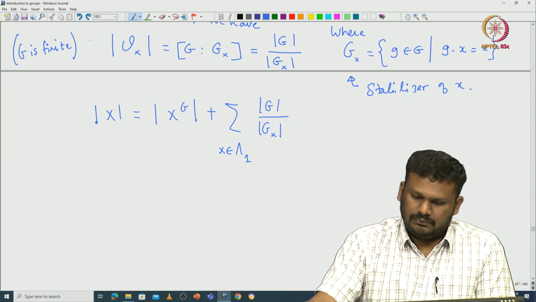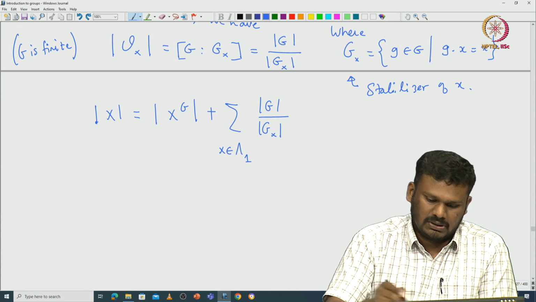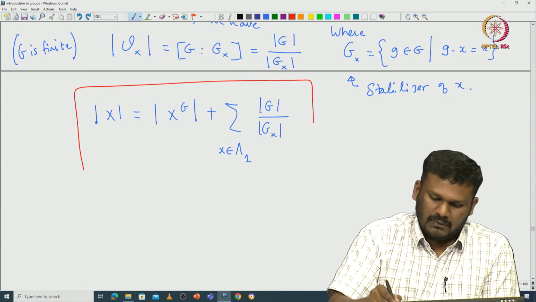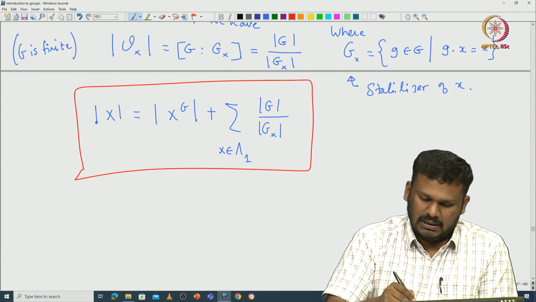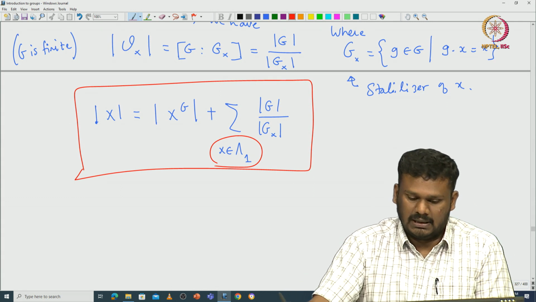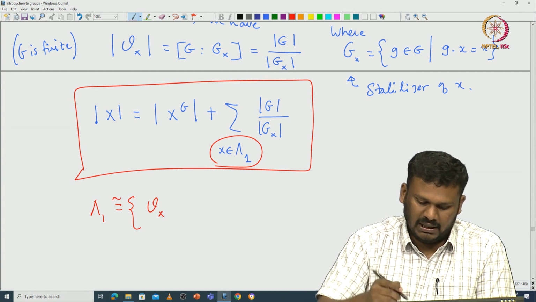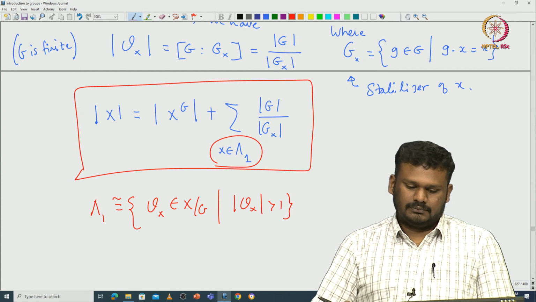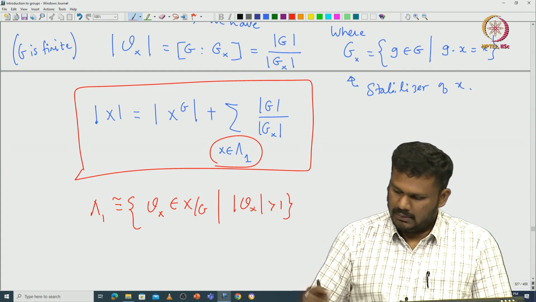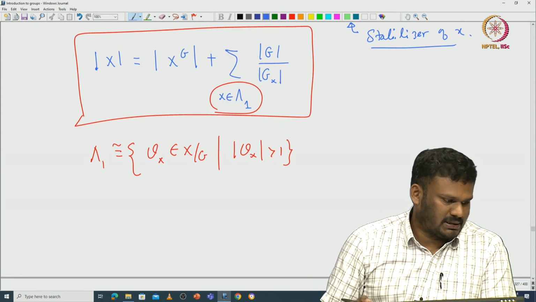So, now let us try to understand the connection between these stabilizers. This is actually a very important equality. In this equality we need to understand this indexing set, this Lambda 1. Recall these are those orbits. This can be identified with those orbits in X mod G such that the cardinality of the orbit is greater than 1. Now let us understand the connections between the stabilizers.